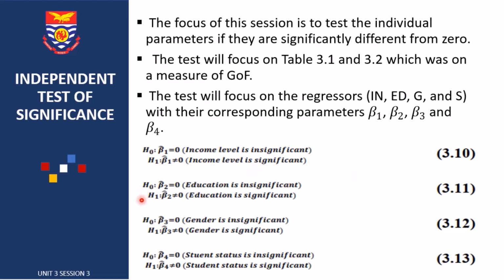Our null for the education parameter is similar. The null is that education is not significant, which is H0, and the alternative is that education is significant. The null is like saying there is no relationship or it's not significant, and the alternative is that there is a relationship or it is significant. Student status, the fourth parameter, follows the same pattern: the null says it is not significant, and the alternative says that the student status is actually significant.